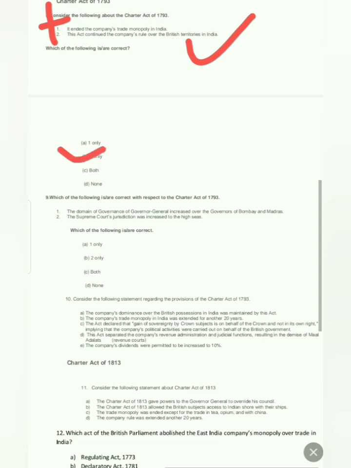Which of the following are correct with respect to the Charter Acts of 1793? The powers of the Governor General increased over the Governors of Bombay and Madras. The Supreme Court jurisdiction was increased. So both options are correct. So C is the correct answer.